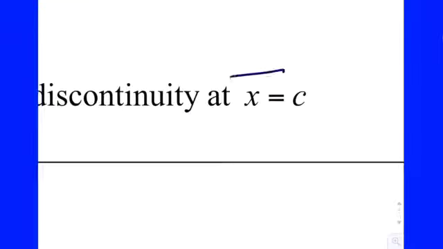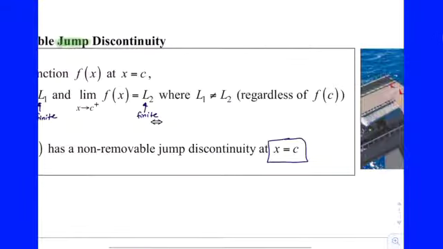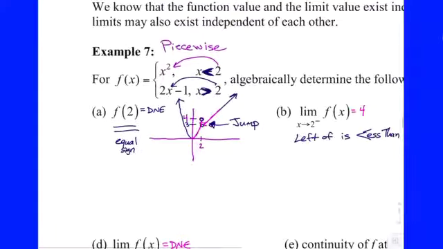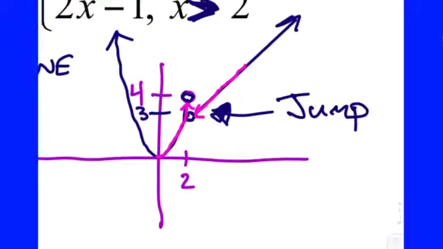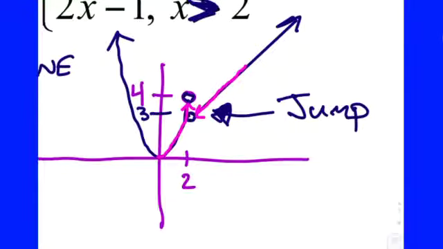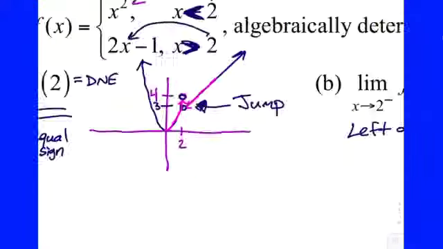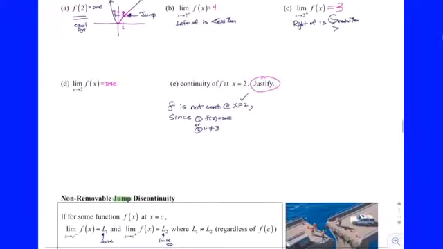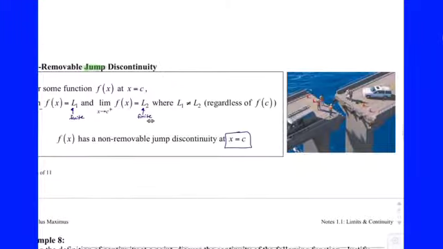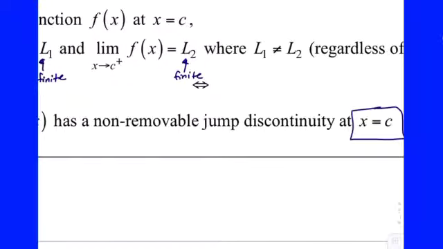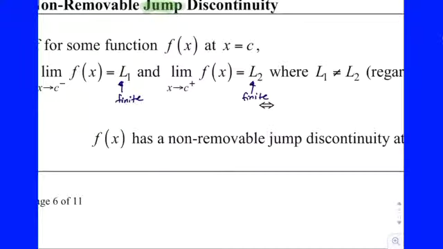And this is important. We don't list it as an ordered pair. We just list the x value where it occurs. All right? So here you wouldn't say that there's a jump at (2, 3) and (2, 4). You would just say at x equals 2. It's the vertical location. So it works in reverse. If you know there's a non-removable jump at x equals c, then you know the two y values from both sides are going to finite values, but different values. The roads are not lining up, okay?